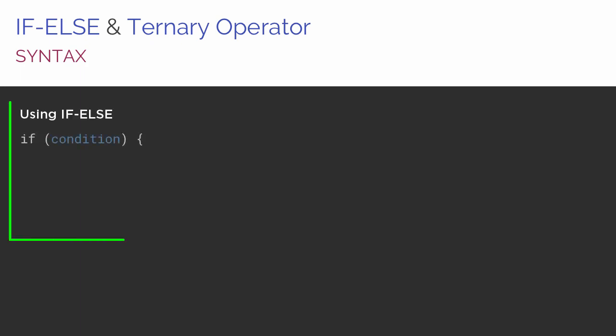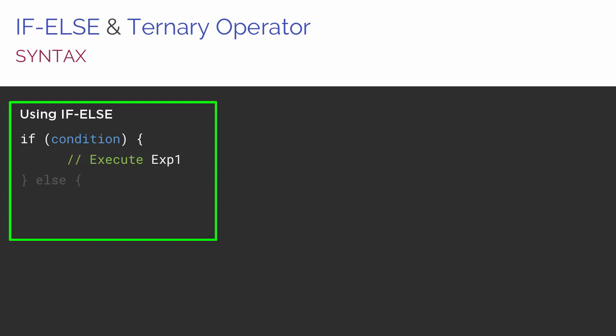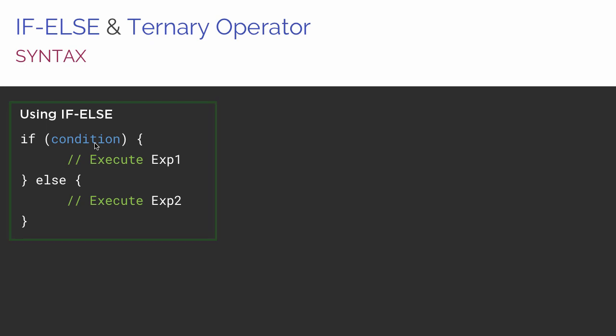The syntax for the if-else condition is: use the if keyword followed by the condition and then write your code. And in the else part, use some other code that will be executed when this condition becomes false. As simple as that. Similar to the if-else condition, we have the ternary operator as well.